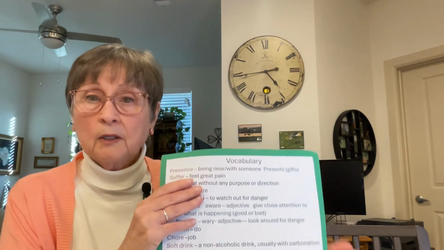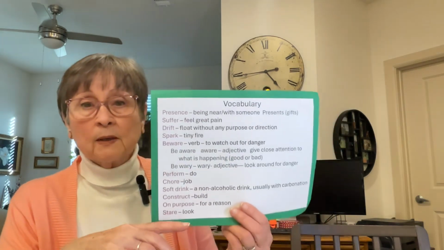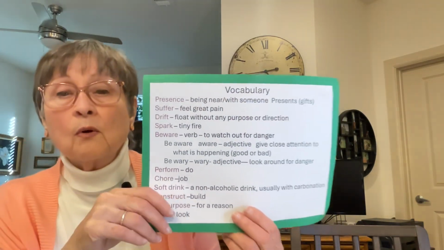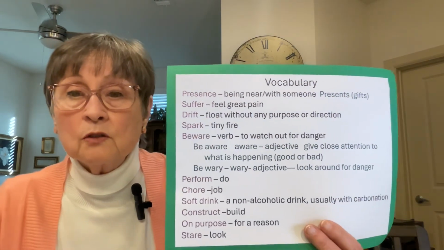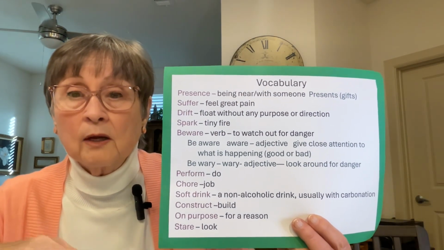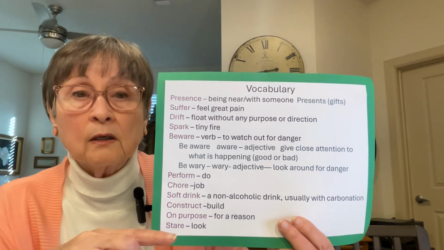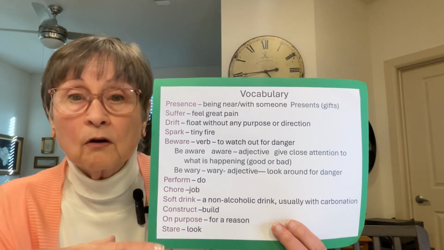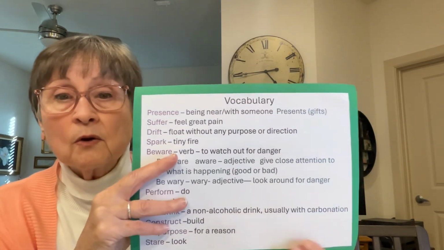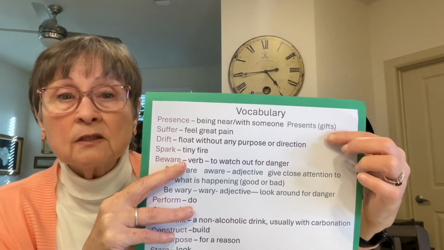Now I'm going to do the vocabulary, and if you don't need the vocabulary, just stop the video here. But if you need it, I'm going to explain some of the words that were in the poems. The first one, presence. Presence is a noun that means you're here, you're located here, being near with someone. They know you're there, even if they don't see you, they know you're there close by. There's another word that sounds the same, presents, but it ends in a TS and it means gifts.